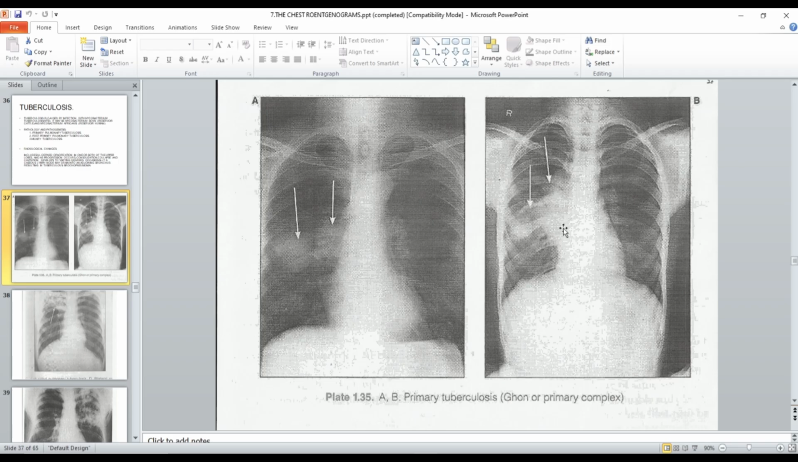This is again the primary lesion or Ghon's lesion, and this is the subpleural consolidation. This subpleural consolidation and this adenopathy together are known as Ghon's complex.